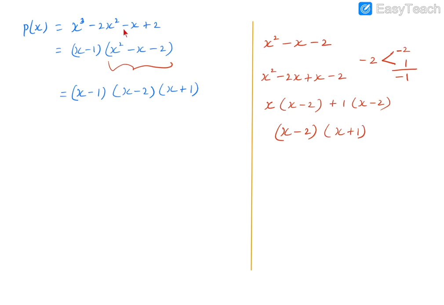x cubed minus 2x squared minus x plus 2 has factors x minus 1, x minus 2, and x plus 1. So the polynomial is a product of its factors. So p of x is x minus 1 into x minus 2 into x plus 1. Okay, so let's do another problem from the exercise, the next problem from the exercise.